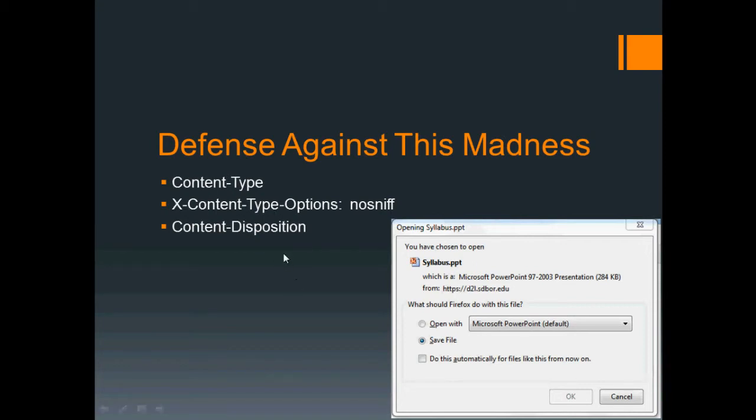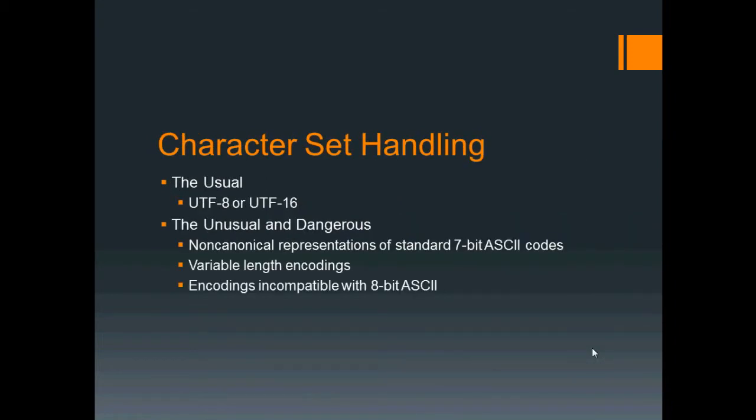And again, there's lots of little things for these, little bugs pop up when these were implemented, and these themselves can't all be relied upon. We're getting to character set handling, which for text-based documents, they can content sniff for the character set. The usual is UTF-8 or UTF-16. Some unusual and dangerous character sets include non-canonical representations of standard 7-bit ASCII codes, variable length encodings, and encodings incompatible with 8-bit ASCII.